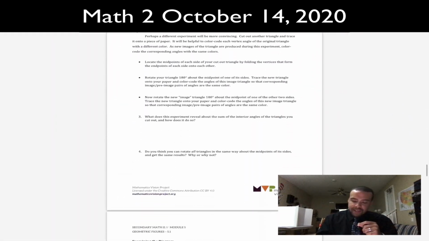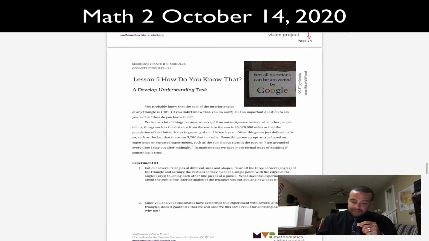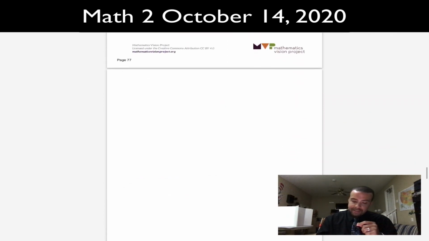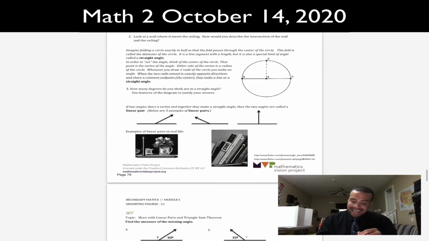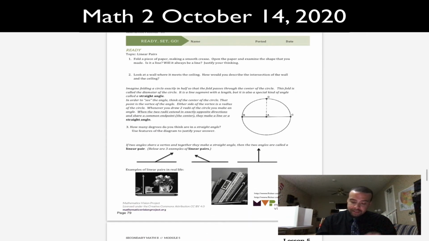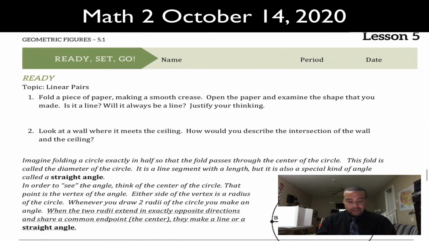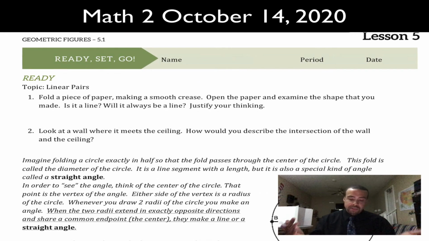All right, let's fast forward to our lesson 5. We're going to bypass page 75, 76, and 77, and let's dive into our ready, set, go. Looking at page 79, this says fold a piece of paper, make a smooth crease. Open the paper and then examine the shape that you made. Is it a line? Of course it is. Will it always be a line? Of course it will. Justify your thinking.